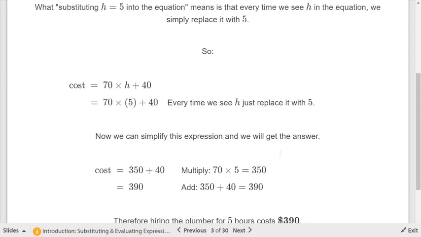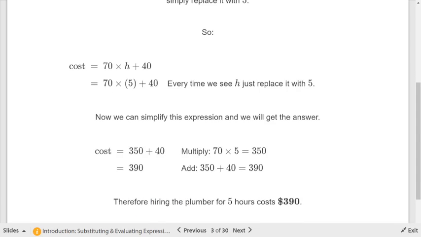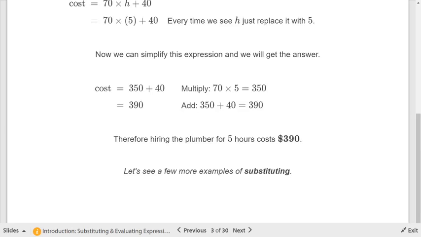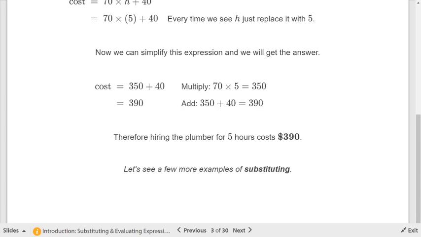Okay, then you just use the order of operations, right? Which says first I have to do that multiplication first. So 70 times 5 gave me $350, plus the $40 ends up costing $390 if this guy comes out for 5 hours. Yes, of course you may. Okay, all right. So that's substituting. You have some variable, and you simply substitute a value in there.